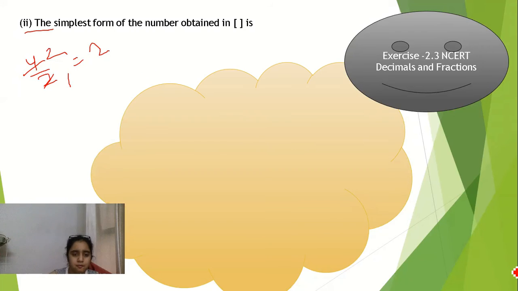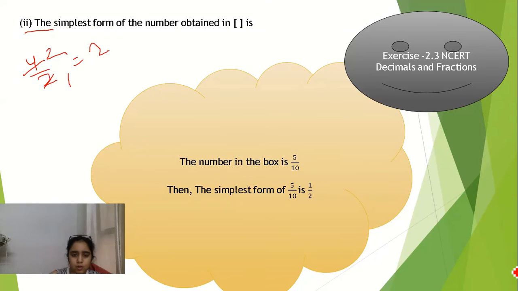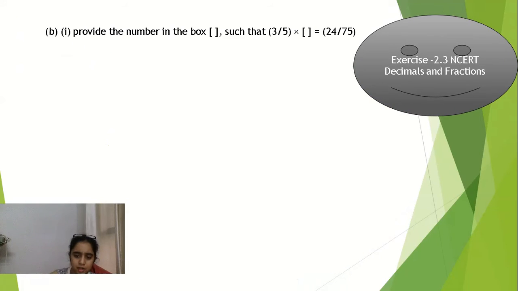In the same way we will do with 5 upon 10, the number we have just found in the first part. The number in the box is 5 upon 10, and the simplest form of 5 upon 10 is 1 upon 2. How will we solve this? 5 multiplied by 1 is 5 and 5 multiplied by 2 is 10. So our answer is 1 upon 2. The simplest form of 5 upon 10 is 1 upon 2.